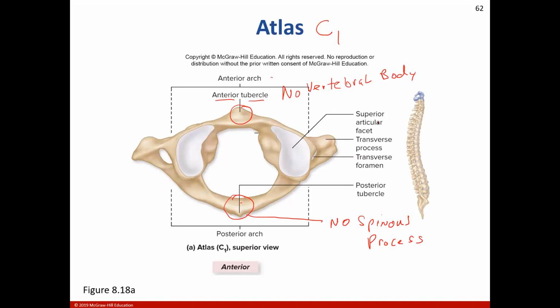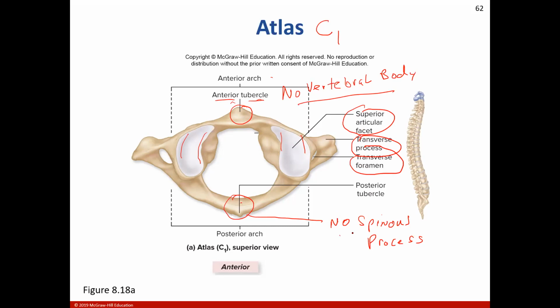Cool. So this is the first vertebra. Remember those occipital condyles, those little slippers on the bottom of the occipital bone adjacent to the foramen magnum? The occipital condyles are going to sit right into this facet, the superior articulating facet of atlas, C1. It has transverse processes and transverse foramen, just like every other cervical vertebra, but no vertebral body, anterior tubercle.